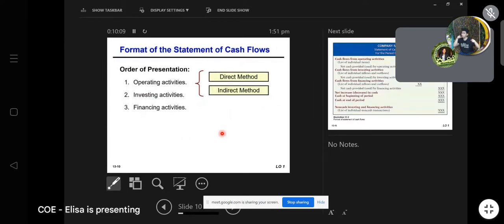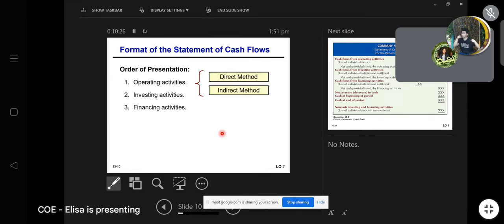Okay. Now, the format of the statement of cash flows. So this is the order of presentation. It will always be first operating activities, then investing activities, and then financing activities. Okay, that is the order of presentation.